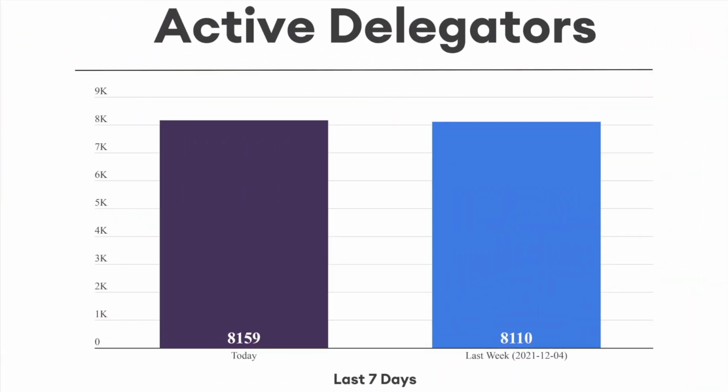The active delegator count has increased by 49 delegators, bringing the total to 8,159, all delegating to an indexer and playing their role in securing the network.